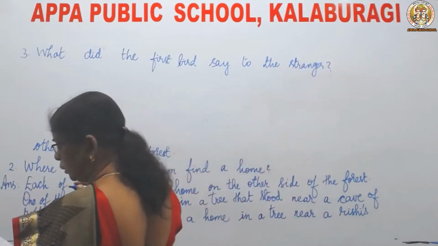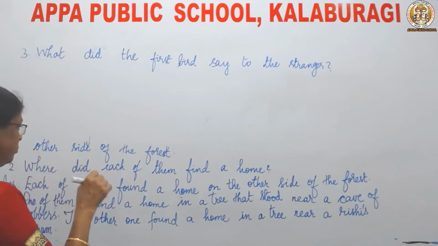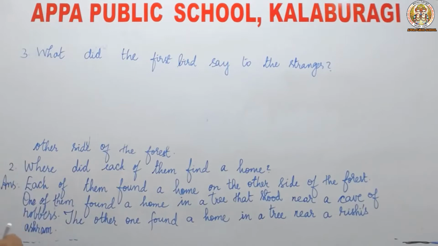What did the first bird say to the stranger? The first bird didn't say anything to the stranger. But the stranger heard this bird speaking to somebody. Quick, hurry up. Somebody is sitting under the tree. Come fast and rob him. Take his jewels and horse. Or else he will slip away from here. This was the news given to the robbers.